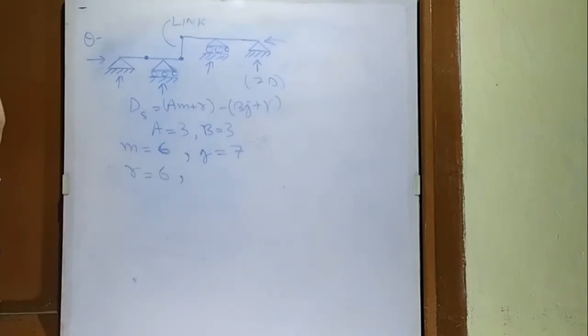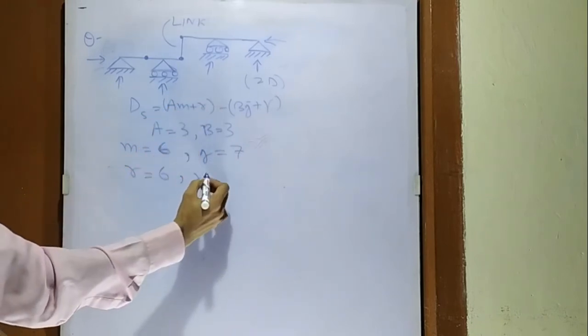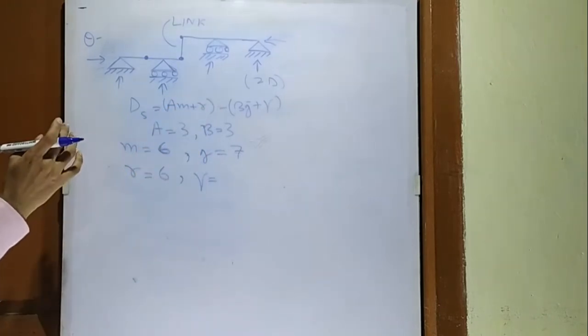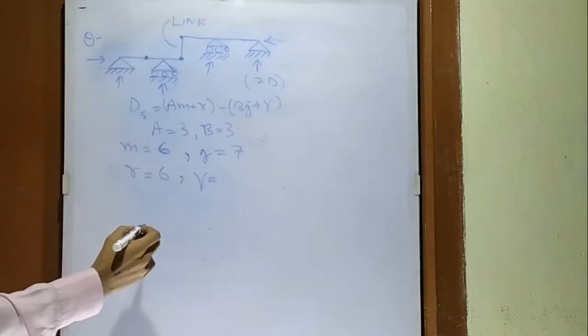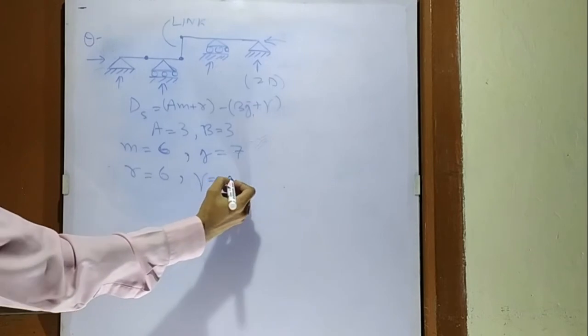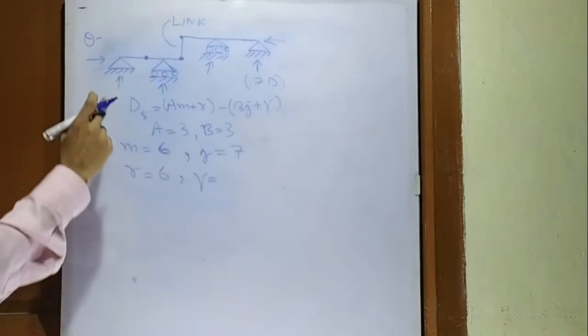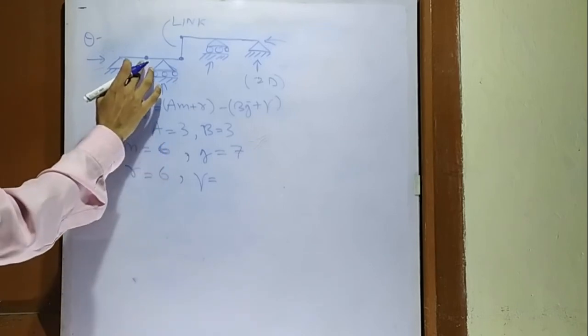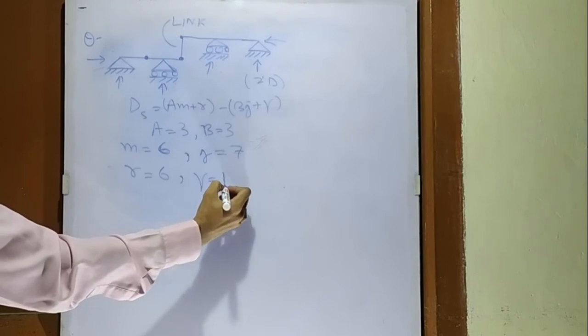Okay, now the important point is what is the value of gamma. Now we know that at the internal hinge, what is the value of gamma? Gamma is equal to m minus 1, the number of members meeting at the internal hinge minus 1. So the number of members meeting at this hinge is 2, minus 1, this comes out to be 1.